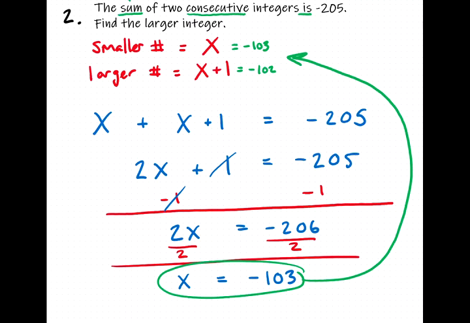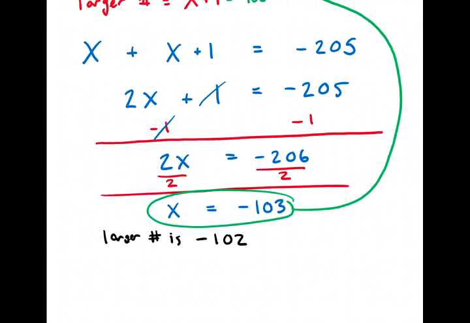The larger number is negative 102. And that would be the answer to the word problem.